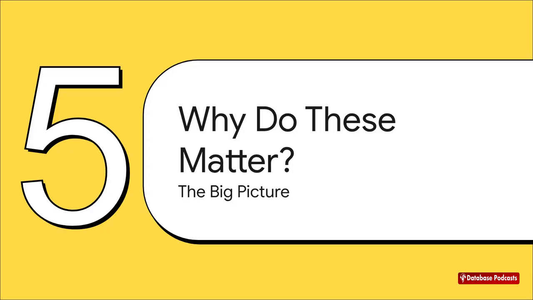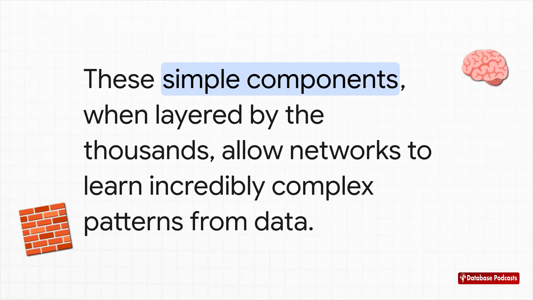All right, this has been a fantastic breakdown, but let's zoom out for a second. Why do these individual components, the neuron, the weights, the activation functions, matter so much in the grand scheme of things? Well, here's the crucial takeaway. Each individual part is incredibly simple. Their power comes from scale. Neurons, weights, and activation functions are just the fundamental building blocks. But when you layer thousands or even millions of them together, they create a network that can learn and recognize unbelievably complex patterns from data, patterns that no human could ever possibly program by hand.